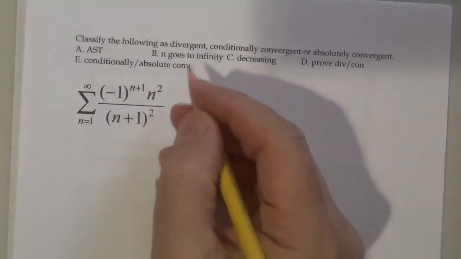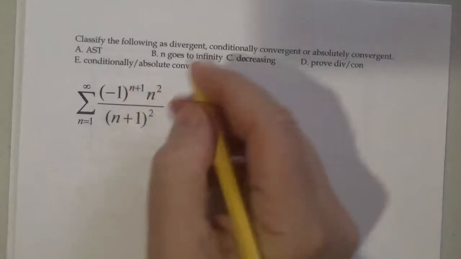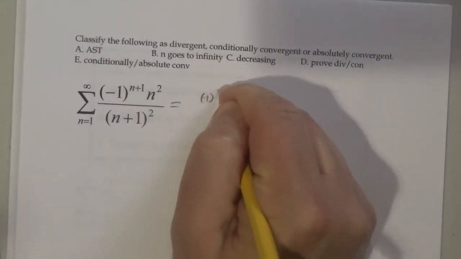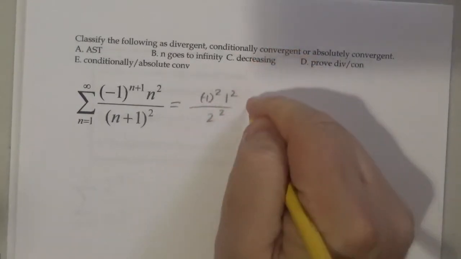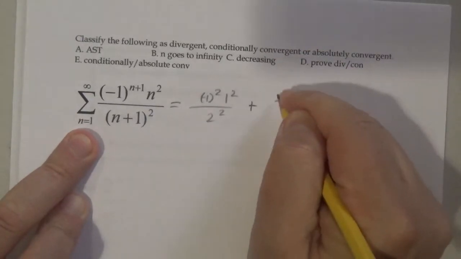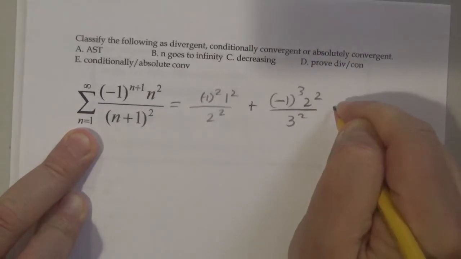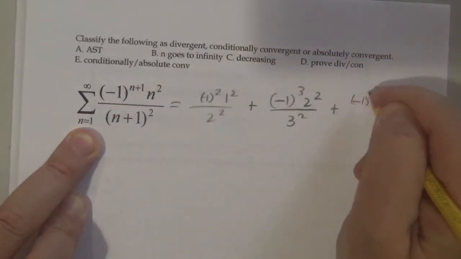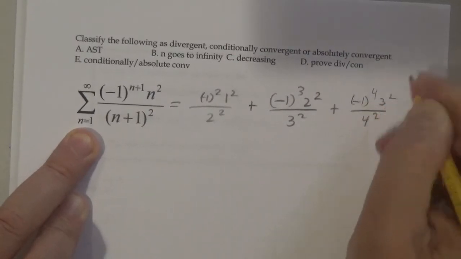Alright, so let's just verify that this is alternating. Let's plug in 1 here. That's going to be a positive 1. So negative 1 squared, this is 1 squared over 2 squared. Let's plug in 2, so this will be negative 1 to the third, 2 squared over 3 squared, plus plug 3 in here. I get negative 1 to the fourth, 3 squared over 4 squared.